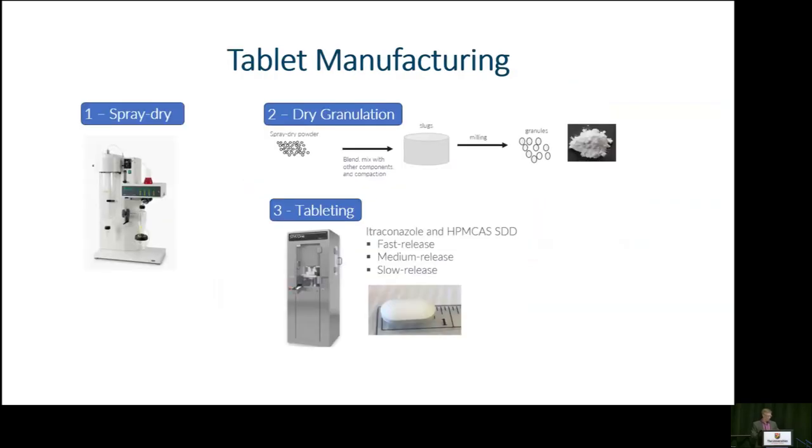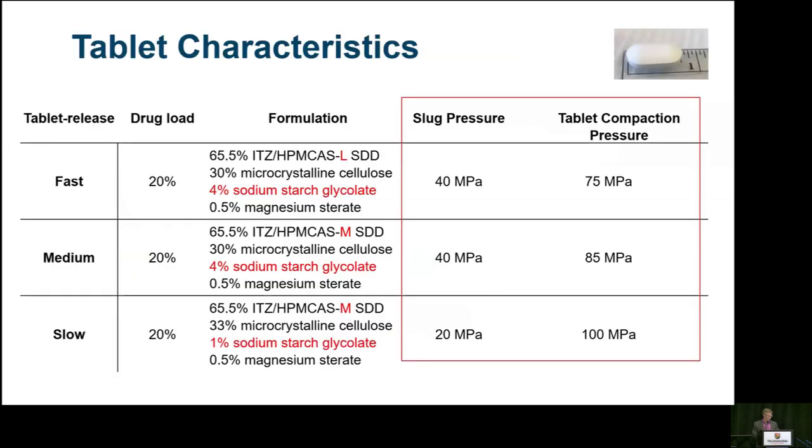So this is a schematic of tablet manufacturing. It was a dry granulation method. So we did spray dried dispersions of drug and polymer, did dry granulation and tableting, making fast, medium, and slow formulations. And here are some details of the tablet characteristics. 20% drug loading. We used sodium starch glycolate as disintegrant, and again, polymer grade L for fast and M for medium and slow. And again, varying slugging pressure and tablet compaction pressure.